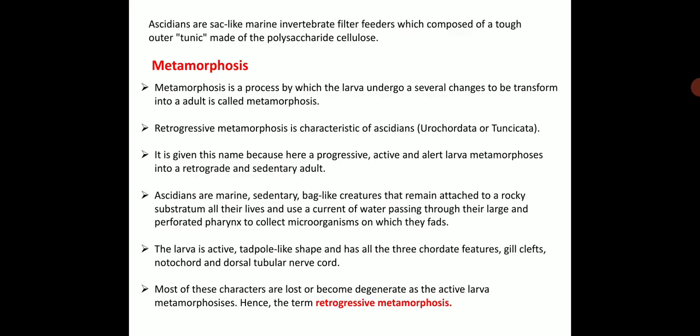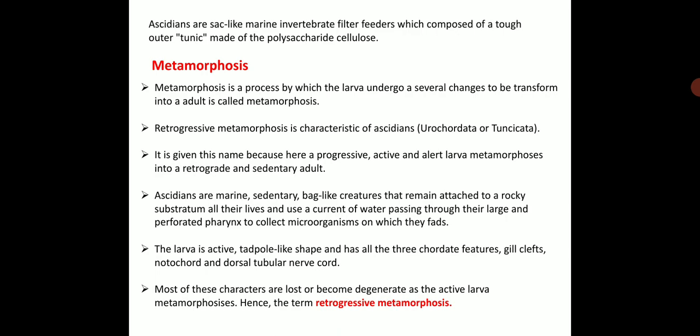So you already know that in the last class we discussed the ascidians. These are sac-like marine invertebrate filter feeders, composed of a tough outer tunic which is made up of the polysaccharide cellulose. Metamorphosis, you already know the meaning: it is a process by which the larva undergoes several changes to be transformed into an adult, and that is what we call metamorphosis.